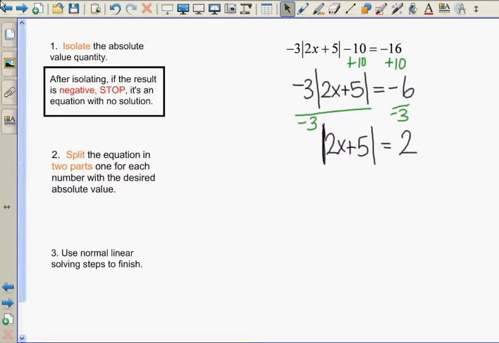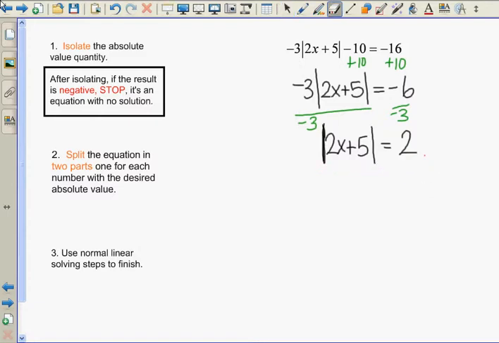Okay, so step 1, isolate the absolute value quantity. We did that. We got the absolute value stuff by itself, nothing else around it. Then notice I've got this step in the box up here. It says, after isolating, if the result is negative, stop. It's an equation with no solution. But this one is equal to a positive 2, so we don't need to stop. We'll talk about why you stop on the negative on our next example. But since this is equal to a positive, we're going to keep going.